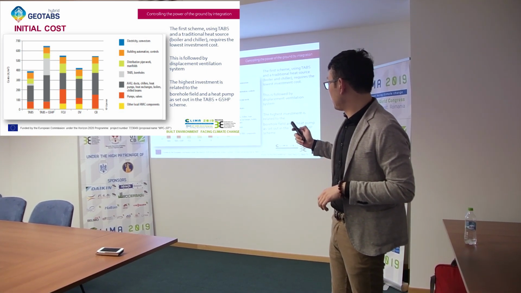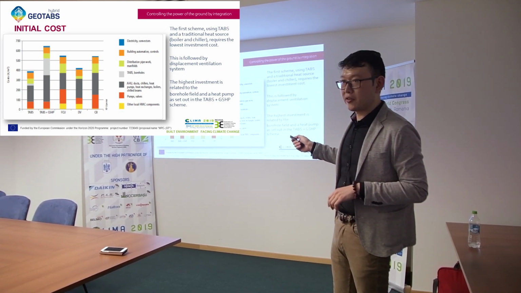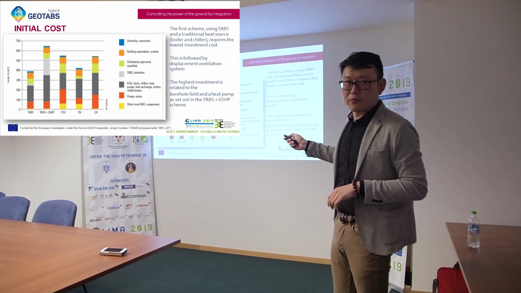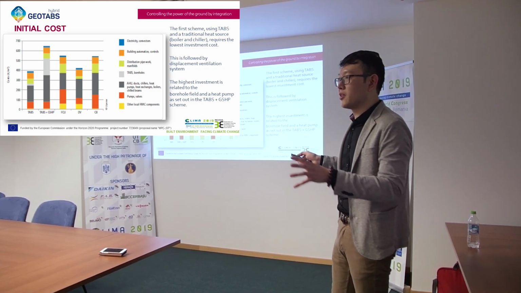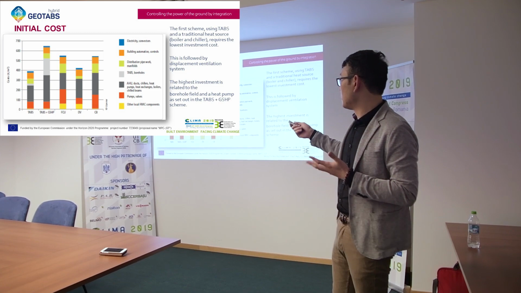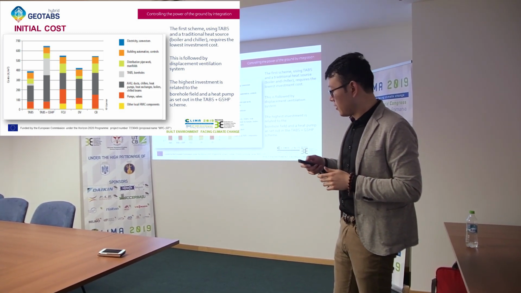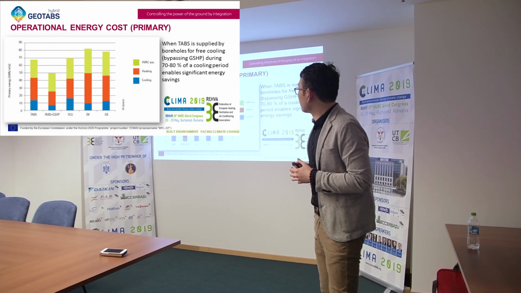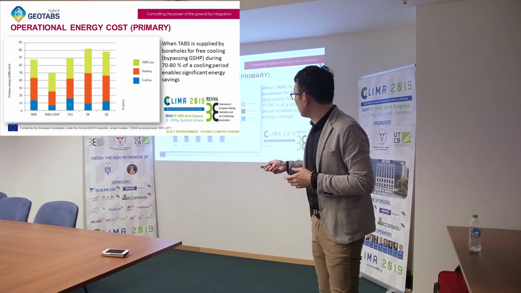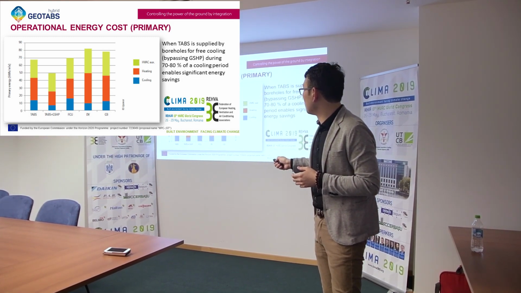So the investment cost for taps with ground source heat pump is rather high, you can see, but you know where the cost comes from. And if you only use taps connected with boilers or chillers, the initial cost is not expensive at all. Then if we continue with the operational energy cost, as we expected, of course, taps with ground source heat pump has the lowest one.